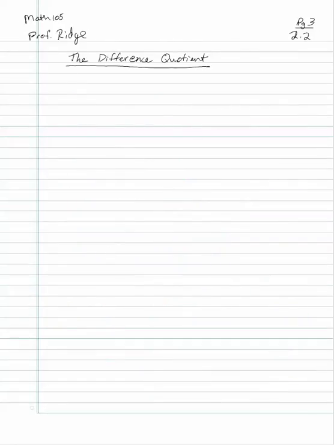Our next topic is the difference quotient. And before I talk about the difference quotient, let's talk about slope. Find the slope between 2 points.